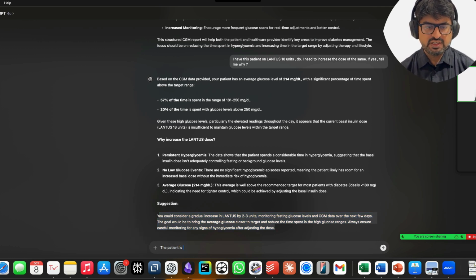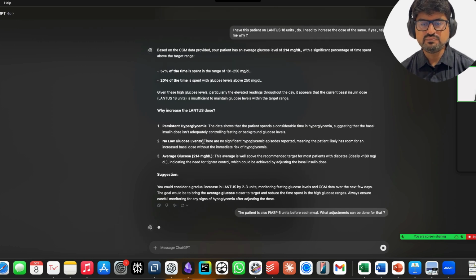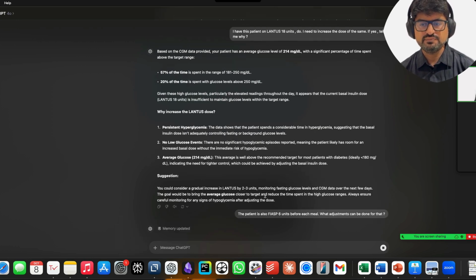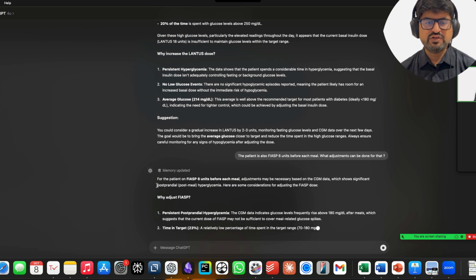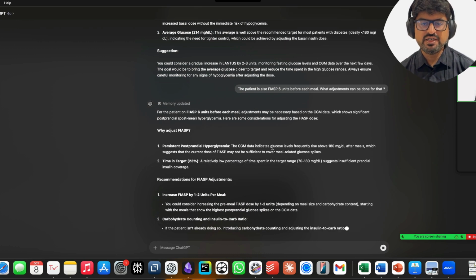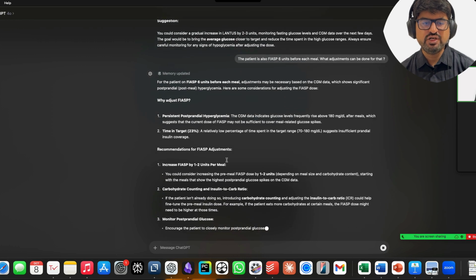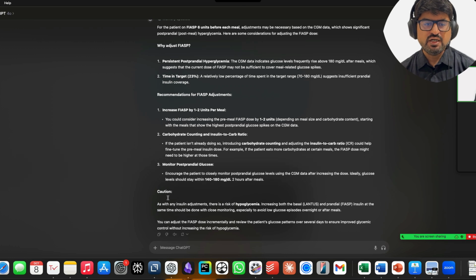The patient is on Fiasp 6 units before meals. Also on Fiasp. Okay, so first it's saying why it should adjust the Fiasp dose, right? It says persistent postprandial hyperglycemia. The time in target is poor, right? So increase Fiasp by 1 to 2 units per meal. Carbohydrate counting and insulin to carb ratio to monitor post glucose, right?